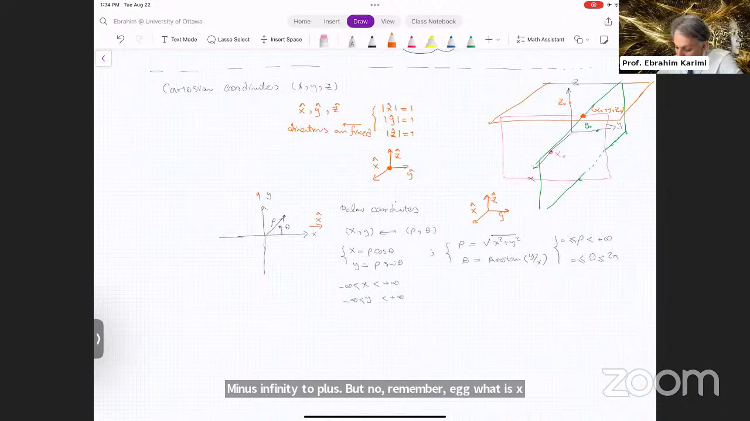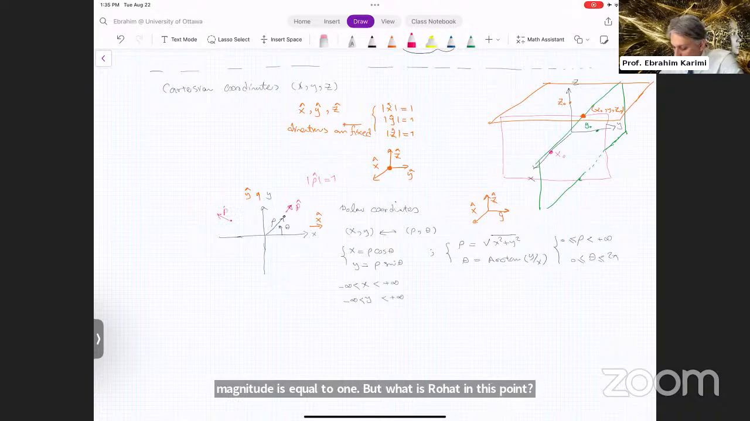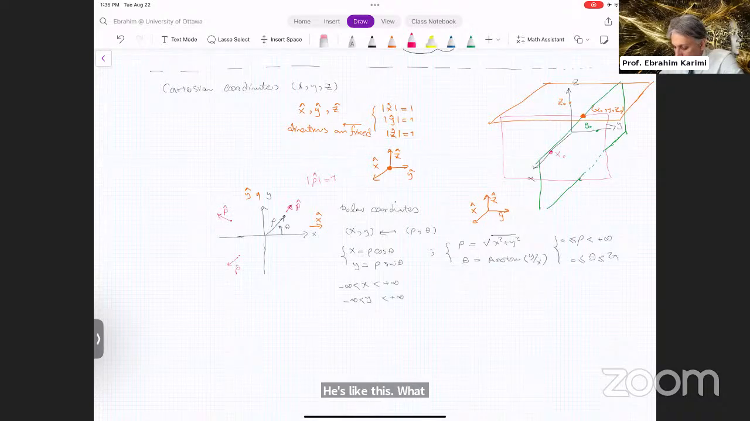Okay, but now remember, x hat is like that. y hat is like that. But what is rho hat? Rho hat is like this. It's a unit vector of rho, which means that the magnitude is equal to 1. But what is rho hat at this point? It's like this. What is rho hat here is like that. What is theta hat? Theta hat will be like this. And here is like this.